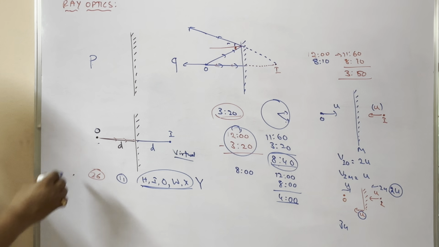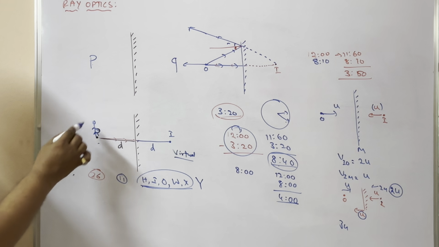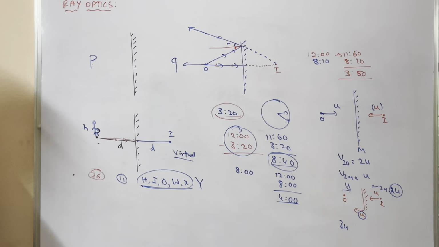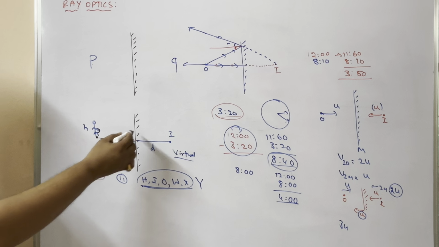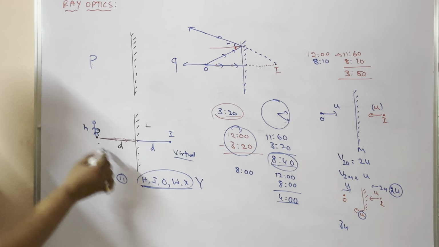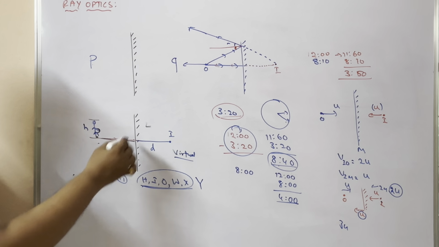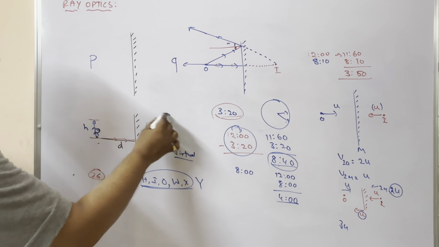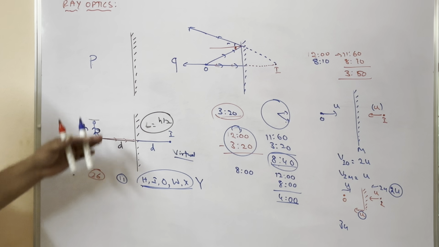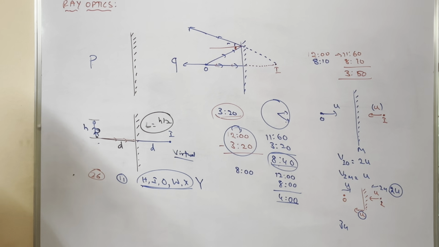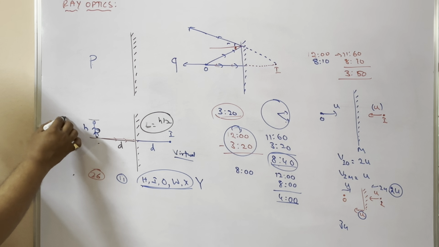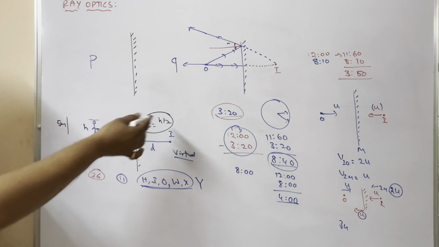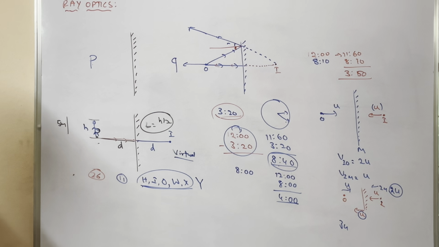So another important one, if you are standing in front of the mirror, your height is h. Then what should be the length of the mirror to see your full image from top to bottom? So L is equal to half of your height. Mirror length should be half of your height. If you are 5 meters height, let us assume, then the length of the mirror should be 2.5 meters.